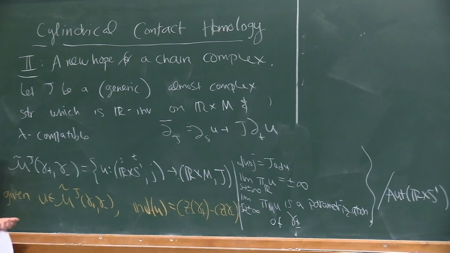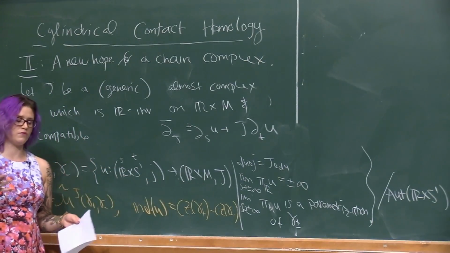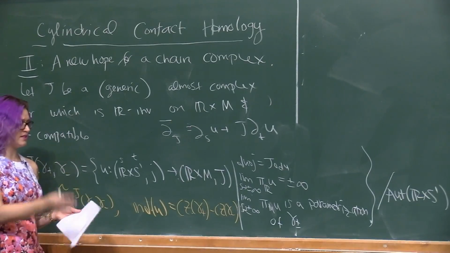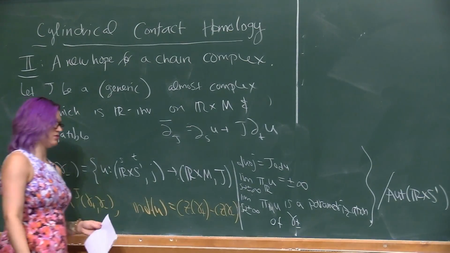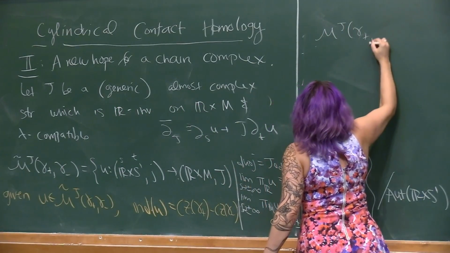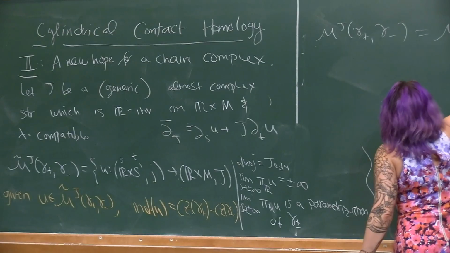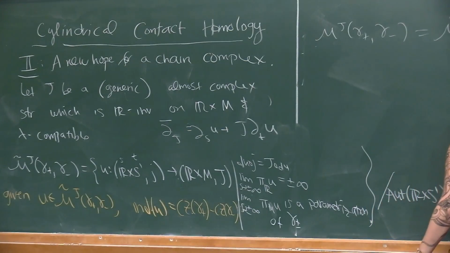But then also we have this R action on the target. Just like in Morse theory and in Hamiltonian Floer theory, because there's this additional R action, we want to mod out by that R action as well. So M_J(gamma plus, gamma minus) is just going to be this moduli space modded out by the R action of the target.